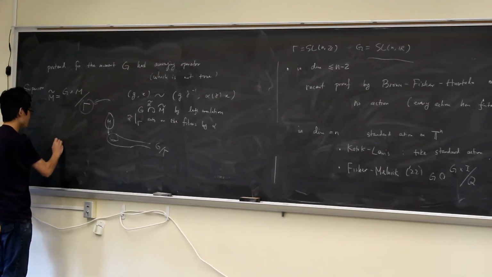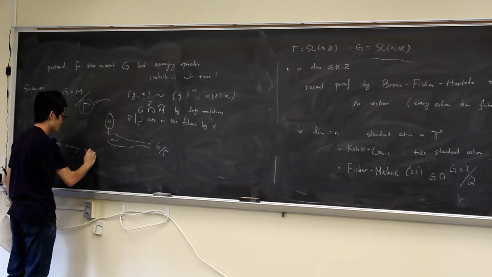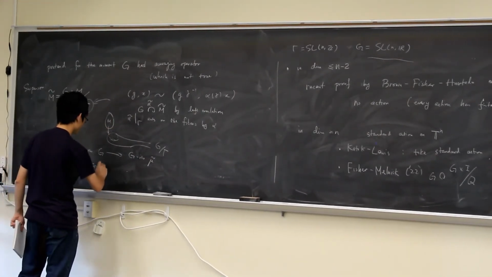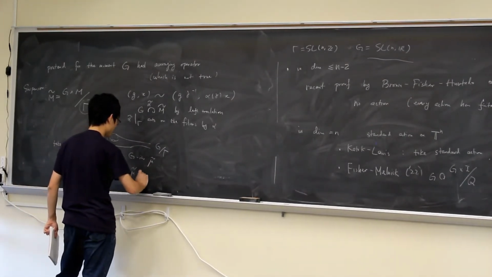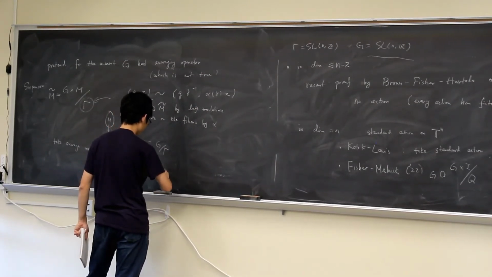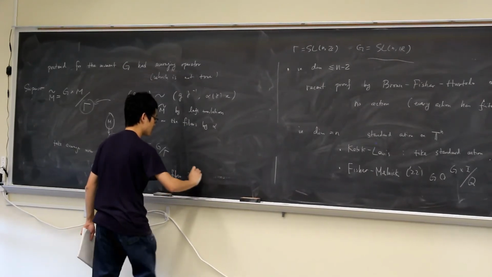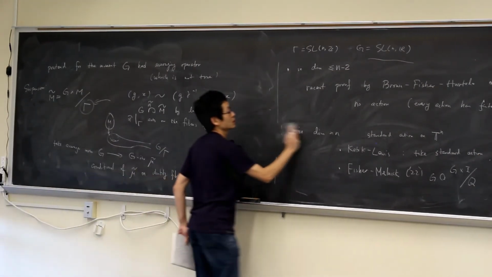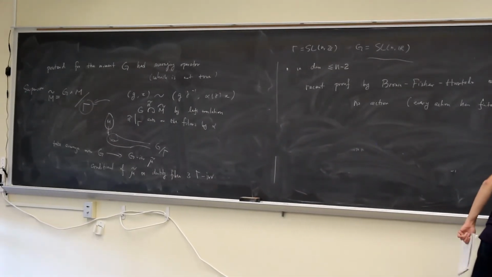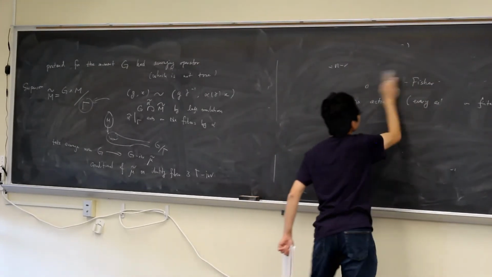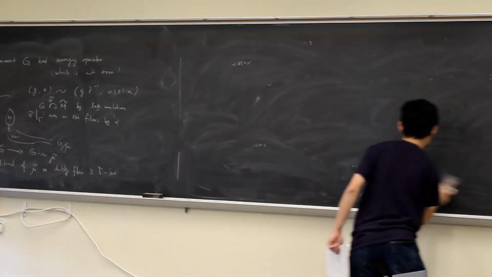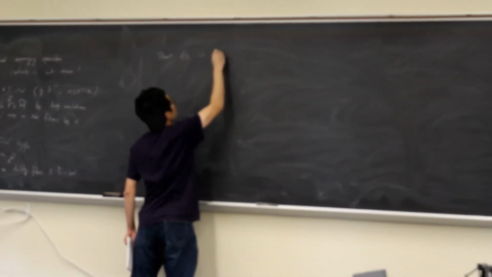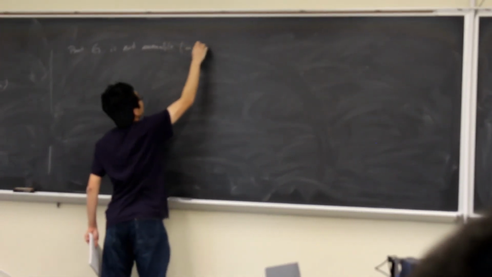Now we can take average over G, which will give us a G invariant measure mu tilde. Then its conditional on the identity fiber is gamma invariant. But now this is not true. We cannot do that, because G is not amenable. So there's no averaging.